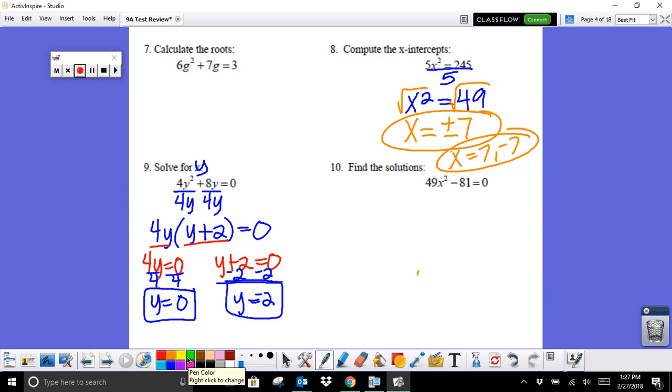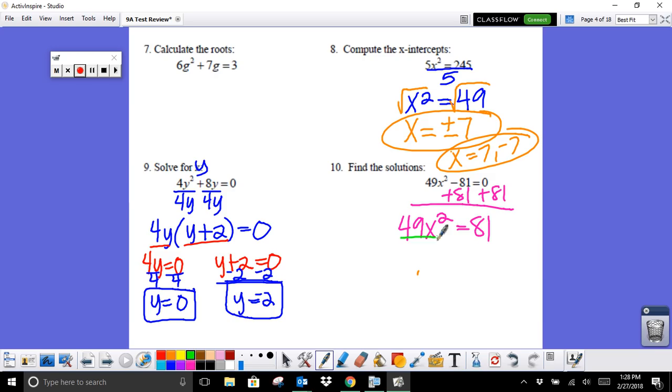Okay, number 10, I'm first going to look for a GCF. There's not one. So I have to factor this. Okay, well, I can't really work this one like number 8. It's not going to come out to be nice. Well, actually, we could, or you can do a difference of squares. So let's try it like we worked number 8. Okay, so let's add 81 to both sides. So that's going to be 49x squared equals 81.